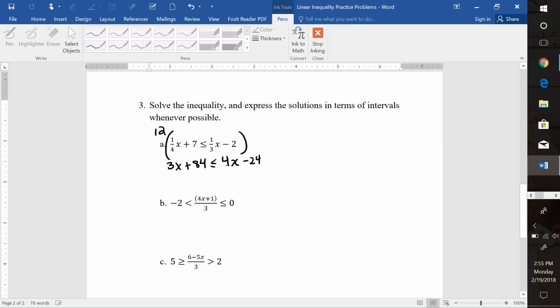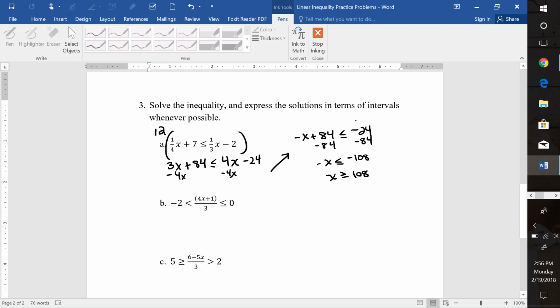Now, typically we used to always move things to whatever side would keep the x positive, but I usually write my inequalities with the x on the left, just so that I don't have to worry about reading it correctly at the end. So I'm going to subtract over the 4x. That would make this negative x plus 84 is less than or equal to negative 24. I'll subtract over the 84. So this is now negative x is less than or equal to negative 108. And we would divide by a negative 1, which means that's going to flip that to greater than or equal to, and it's going to make that a positive. So this is my answer.